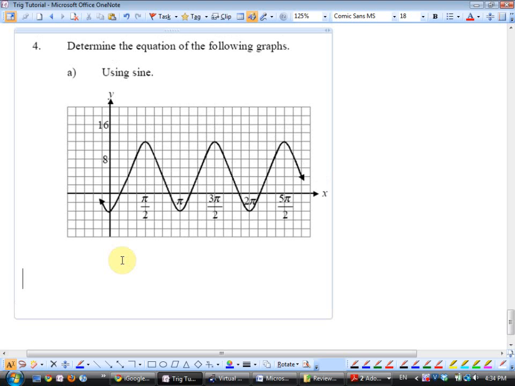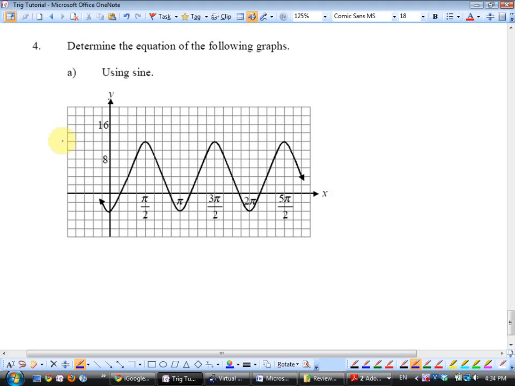They want me to write this as a sine equation. I would probably go like this. I would add that dotted line because I feel much better with that. What I'm really interested in is where the middle is. How high does this graph go? Is that 10 or 12? I think it's 12, right? Look at the scale. How low? Negative 4.